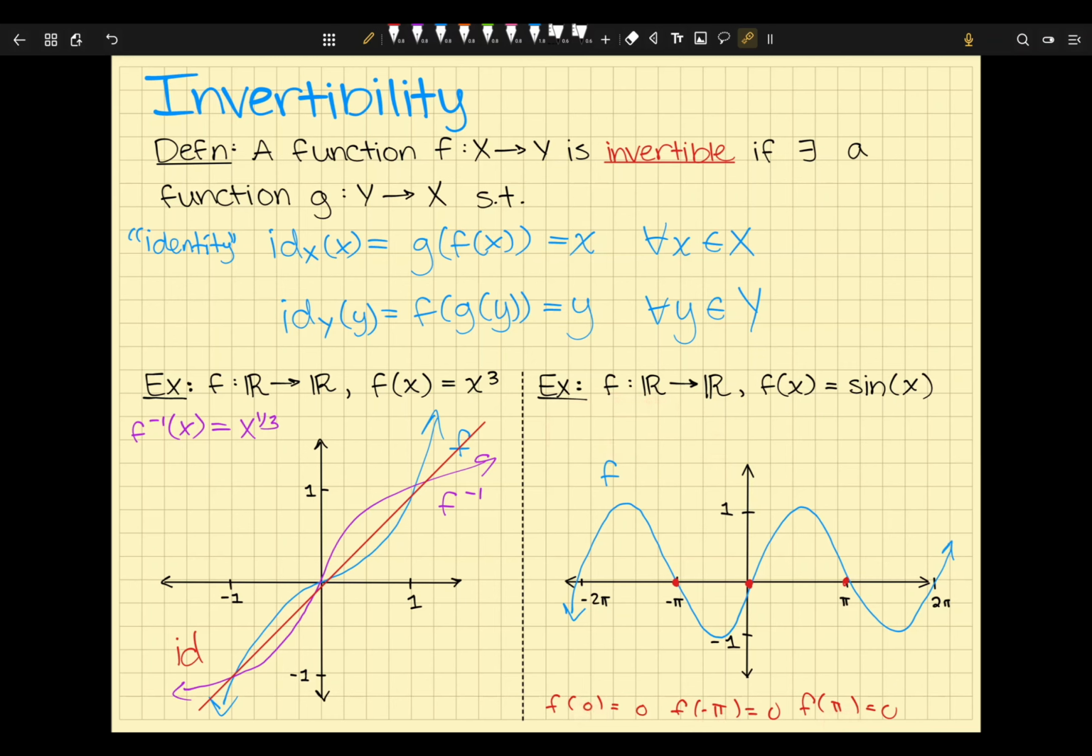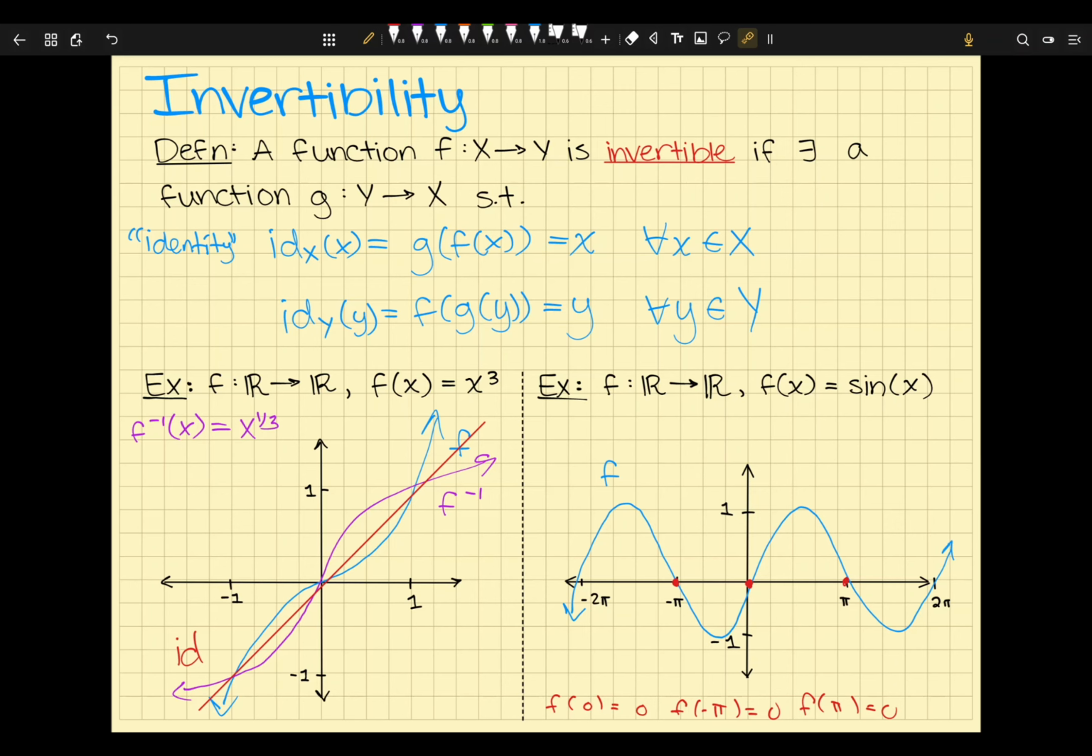Right, so we don't know how to take 0 back to an input. And actually the same goes for any number between -1 and 1. There are infinitely many inputs that map to each number in -1 to 1. So this makes f not invertible.